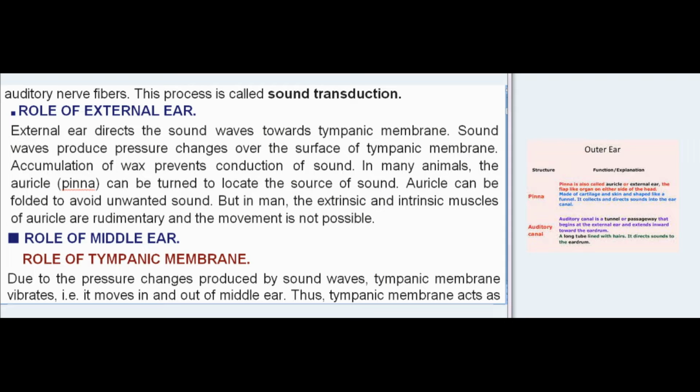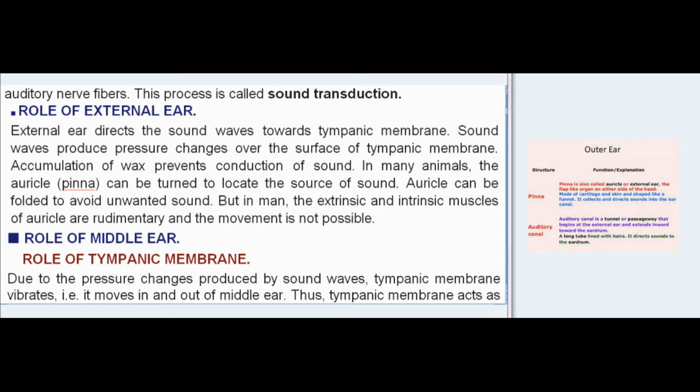In many animals, the auricle, pinna, can be turned to locate the source of sound. Auricle can be folded to avoid unwanted sound. But in man, the extrinsic and intrinsic muscles of auricle are rudimentary and the movement is not possible.